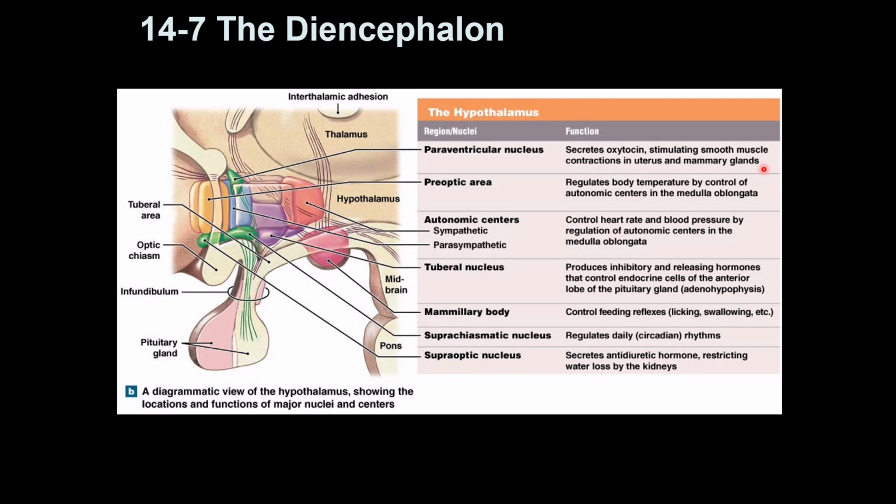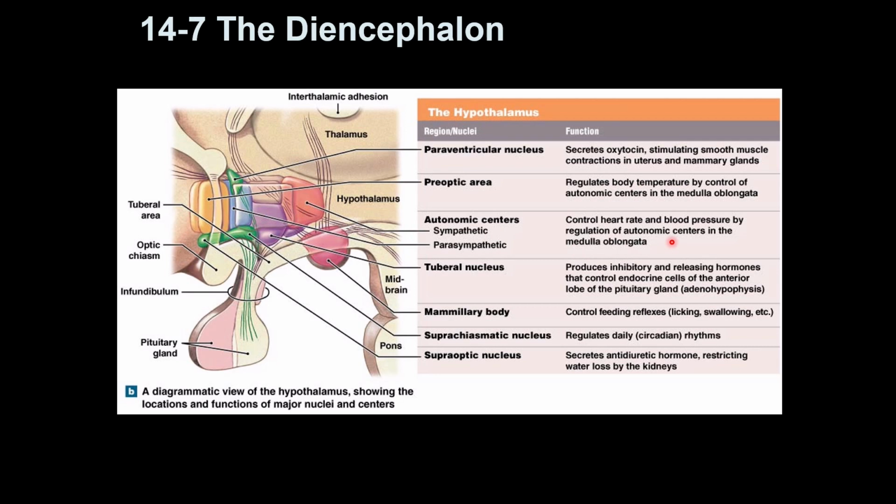The preoptic area is important for control of the body temperature. You also have the autonomic area, sympathetic and parasympathetic area, and this is controlling visceral organs. This is one area that controls visceral organs, and the brainstem is another area that controls visceral organs, but the hypothalamus is higher than the brainstem, so it has a higher order than the brainstem.